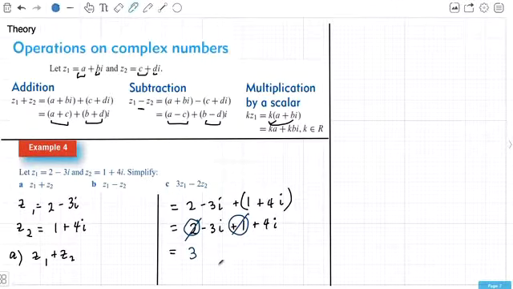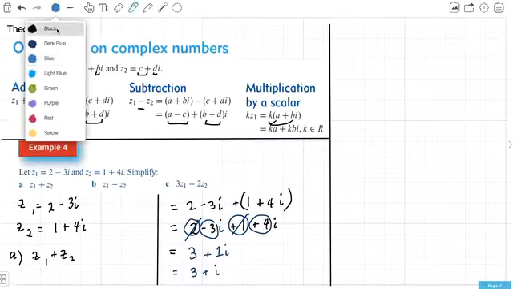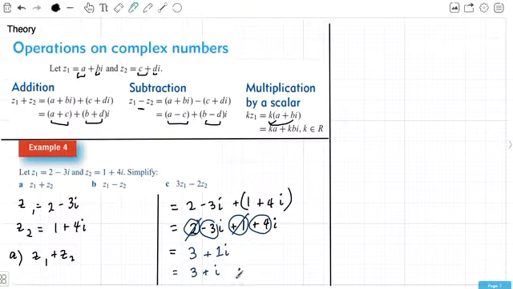And then just cancel them when you're done with them. And then you've got negative 3i plus 4i, so that's going to be plus 1i. And because that looks a bit strange to write it like that, you can just write that as plus i. So therefore z1 plus z2 equals 3 plus i. So you've got that full solution at the end.